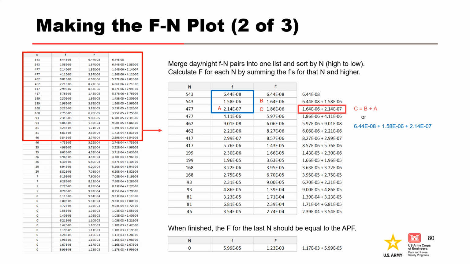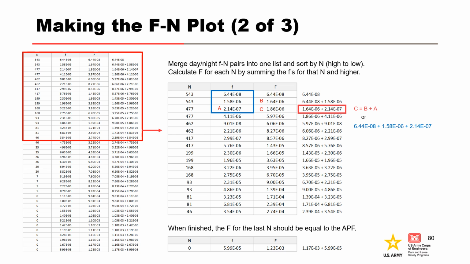Once I have all those pairs, I'm going to merge them into one big table and then sort them by the incremental life loss N. All the pairs from all potential failure modes and exposures are in this table. When we sort them, we want to sort them high to low. From these sorted FN pairs, we will calculate the big F, the cumulative probability, for each N by summing the little f's for that N and higher N's, much like we did when developing the cumulative risk profile plots earlier.